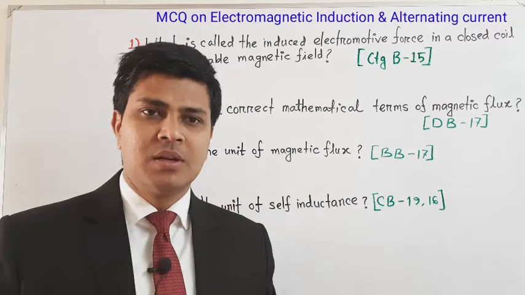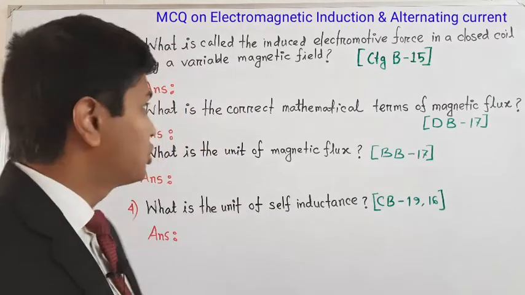Today I am going to discuss some MCQ questions from chapter 5, which is included in your second paper. The topic of the chapter is electromagnetic induction and alternating current. Okay, my dear student, let's start today's class. Let's see the first MCQ question.